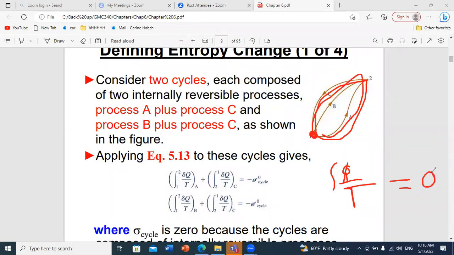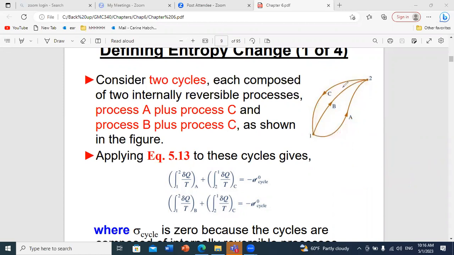Okay, so from here we said, let us try to define a property related to this. As I said, let us consider point 1. I can go from 1 to 2 in path A, then go back from 2 to 1 using path C. Or another possibility, let me go first from 1 to 2 through B, then come back through C. If I say that my processes are reversible, what can I write?